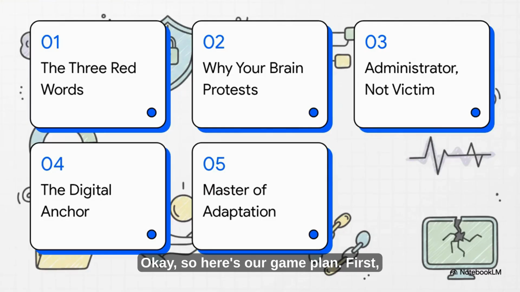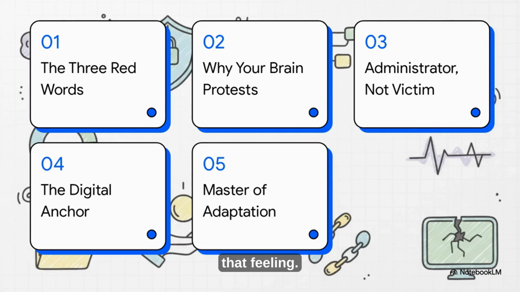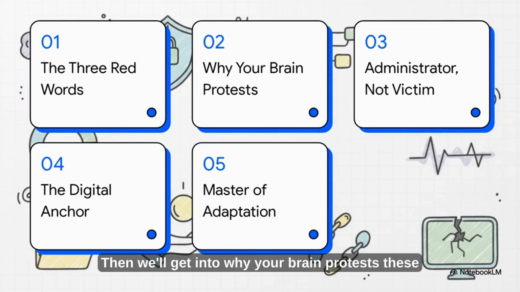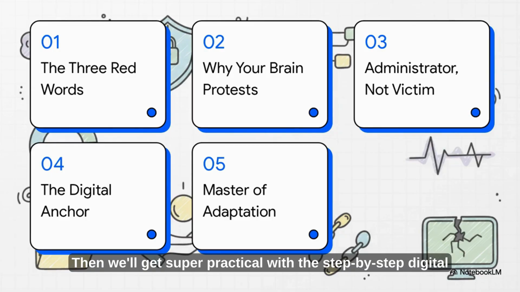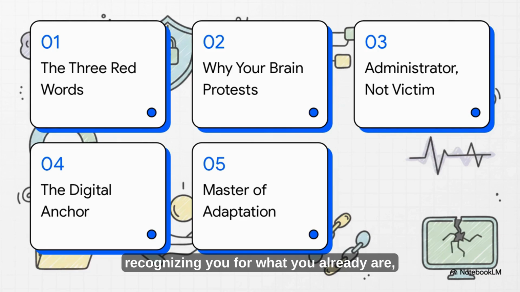Okay, so here's our game plan. First, we're going to talk about the 3 red words and really validate that feeling. Then we'll get into why your brain protests these systems, and spoiler alert, it is not your fault. The third step is a huge mindset shift, going from digital victim to digital administrator. Then we'll get super practical with the step-by-step Digital Anchor Protocol, and we'll finish up by looking at the big picture, recognizing you for what you already are, a master of adaptation. This is how we're going to get from anxiety to agency.